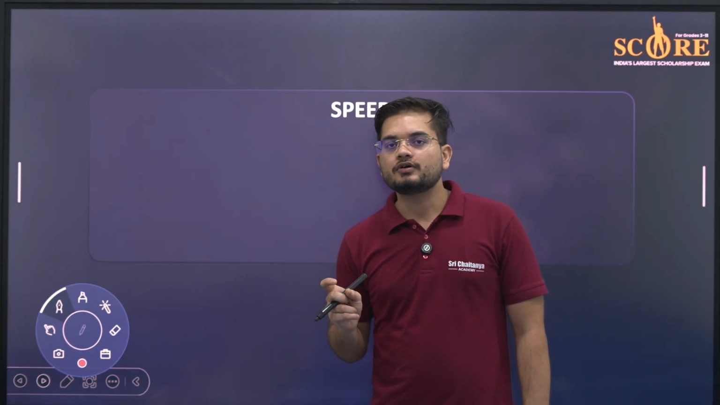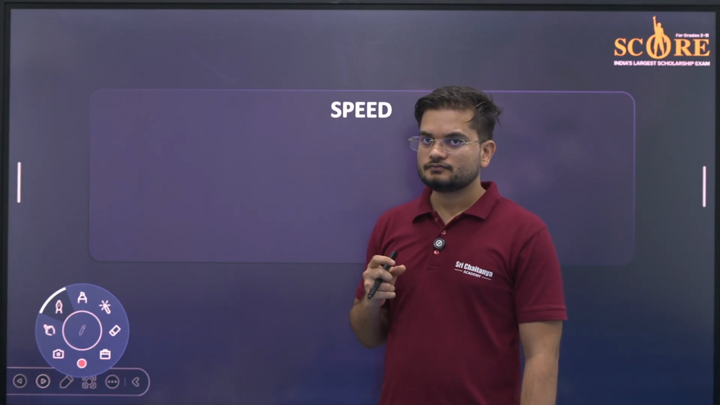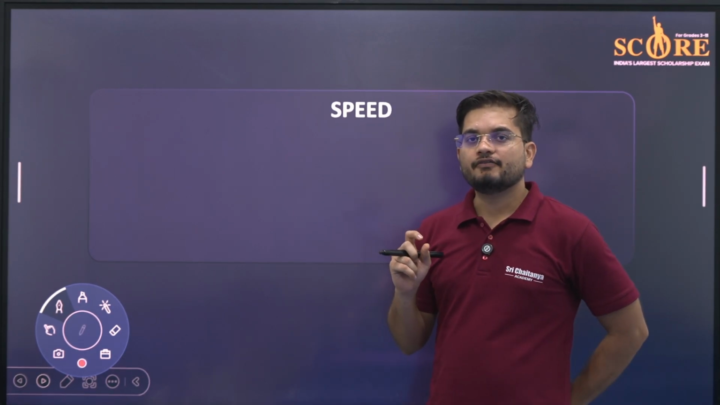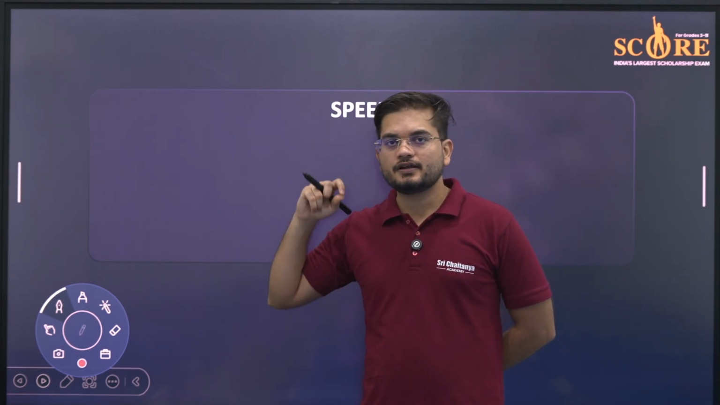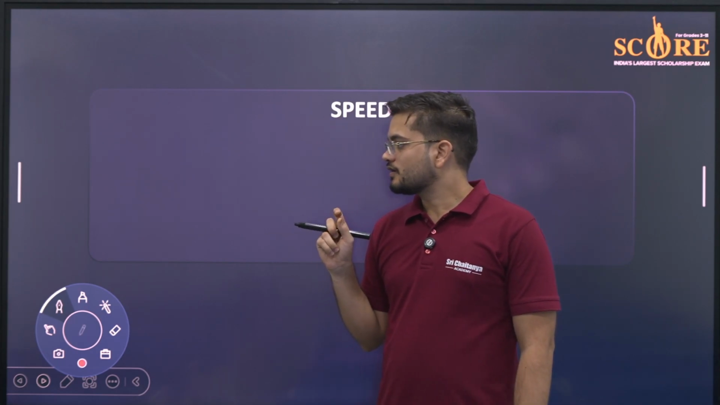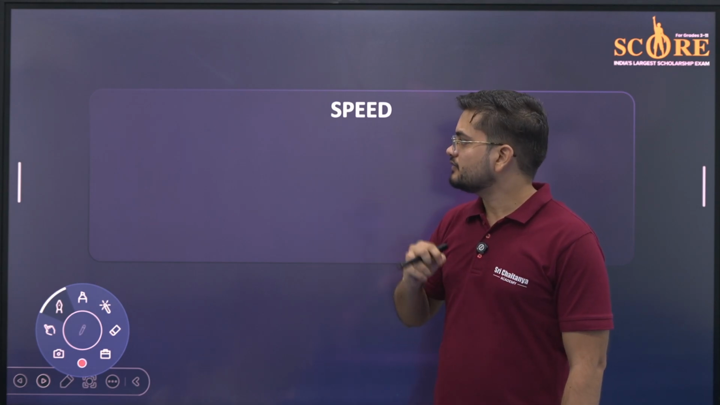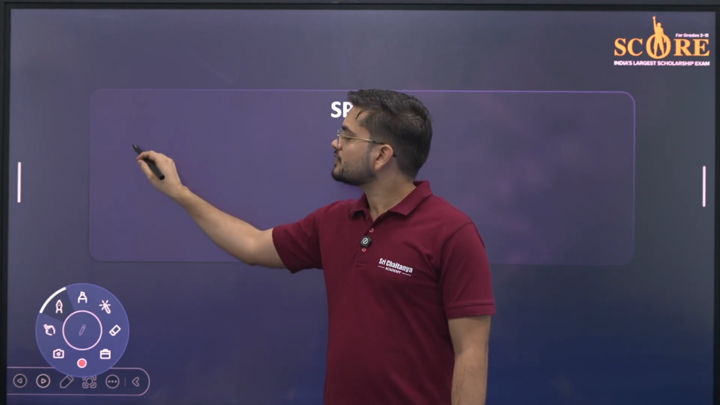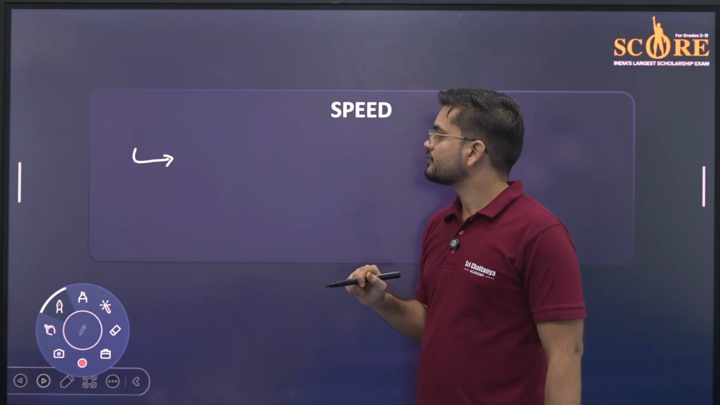If we talk about the difference between velocity and speed, the first difference is that velocity is a vector quantity and speed is a scalar quantity. And another point, between average velocity and average speed, which we should also remember.